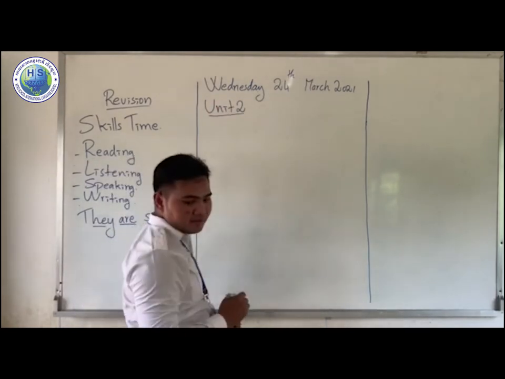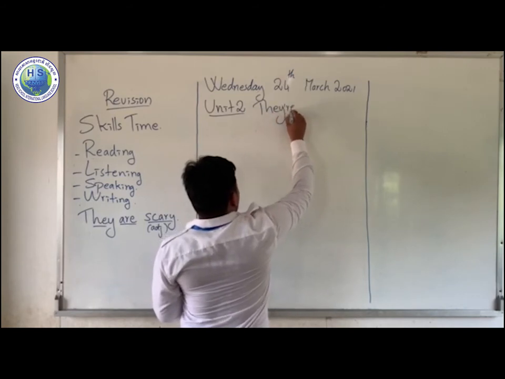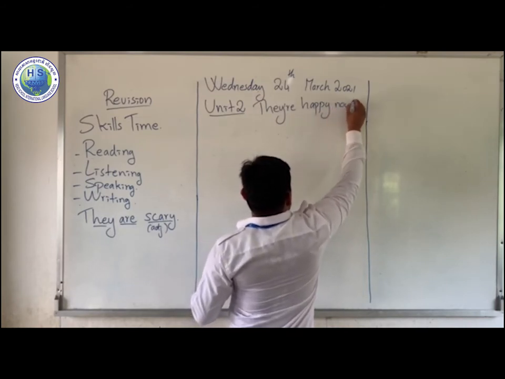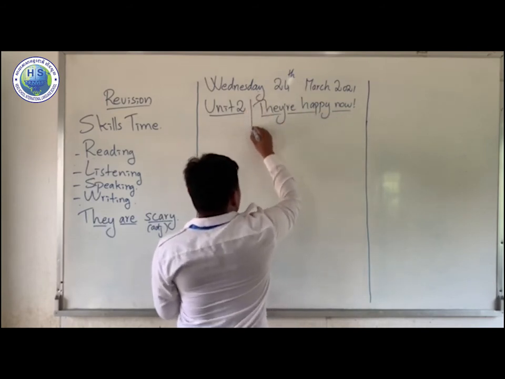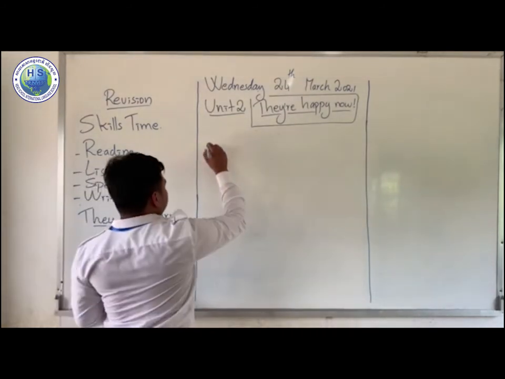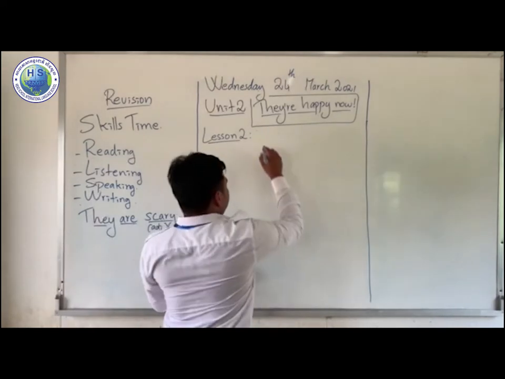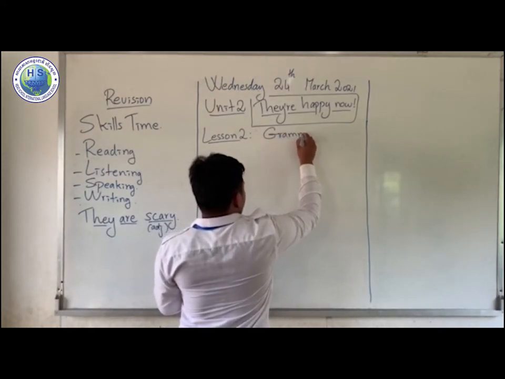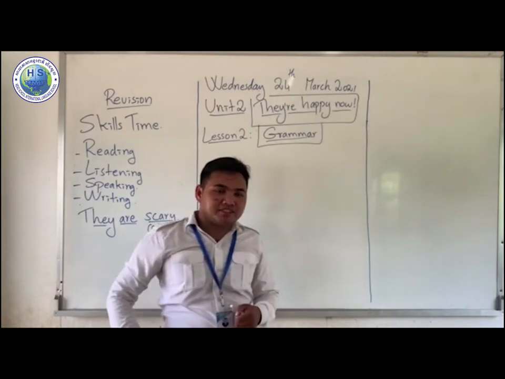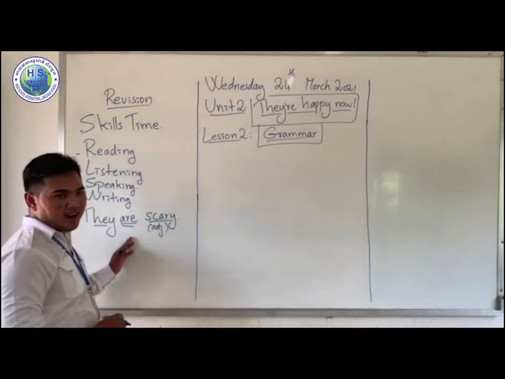There are happy. Now, we learn lesson 2, Grammar. And in grammar today we are going to learn about to be.